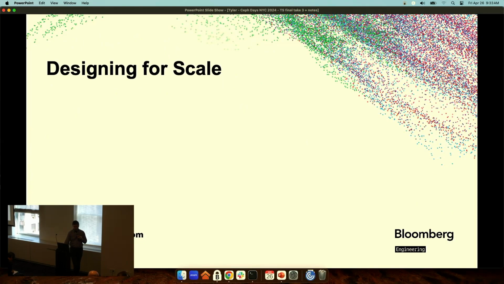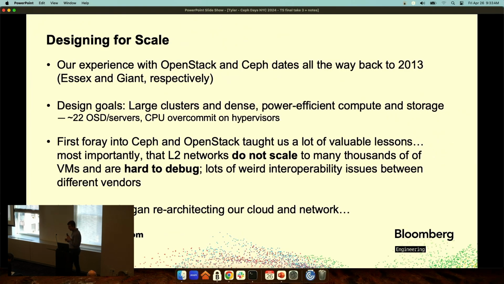So, designing for scale. I do want to talk a little bit about our infrastructure and some of the choices that we've made. I don't want to spend too much time on it because it's not necessarily too Cephy, but I think it's something cool to talk about. If you're interested, come talk to me more later.